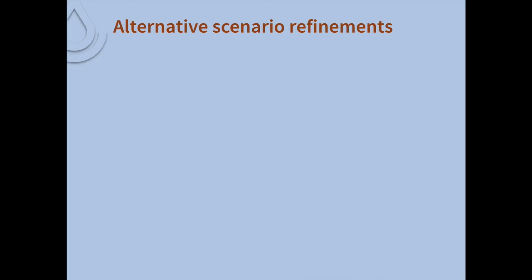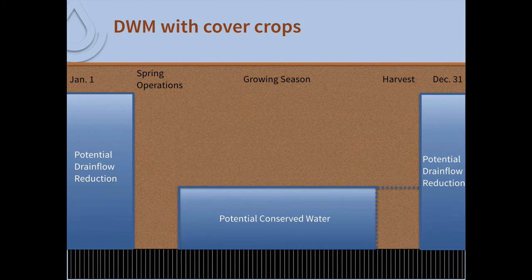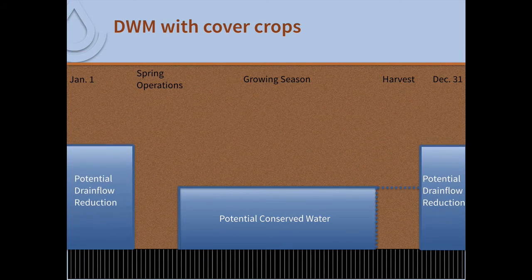And now let's take a look at some refinements that can be made to these different management scenarios. One refinement would be for using drainage water management with cover crops. And so if cover crops are used in the off-season, then the board settings, instead of being set as shallow as they would be with conventional drainage water management, instead we would need to lower those board settings at or below the expected rooting depth for that cover crop.